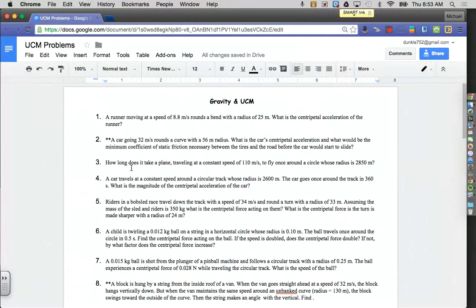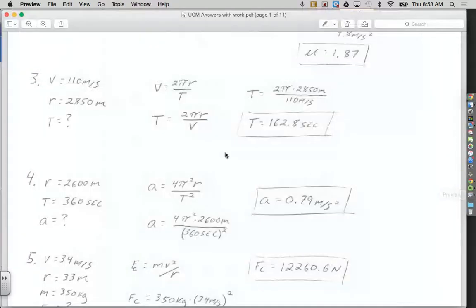All right, let's take a look at number three. How long does it take a plane traveling at a constant speed of 110 meters per second to fly once around a circle whose radius is 2,850 meters? Again, we're going to pull our numbers out. The velocity was given at 110 meters per second. The radius was given at 2,850 meters, and it wants to know how long this is going to take.